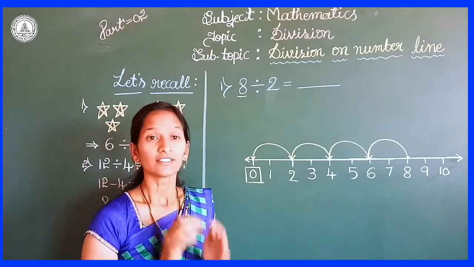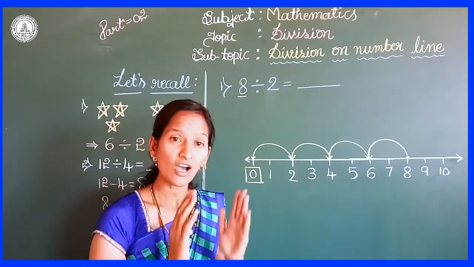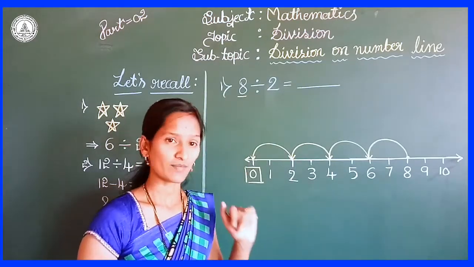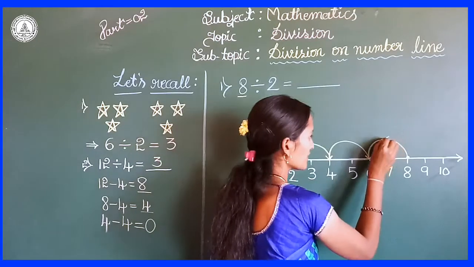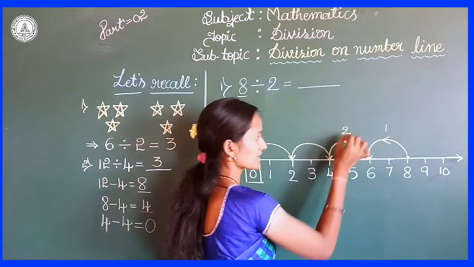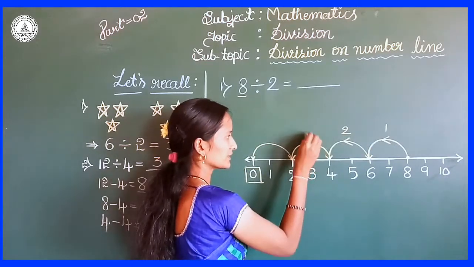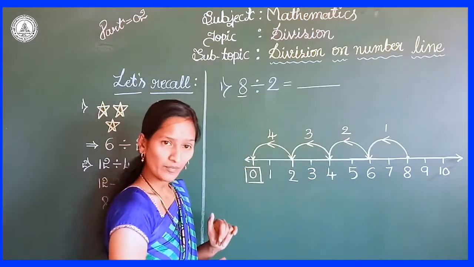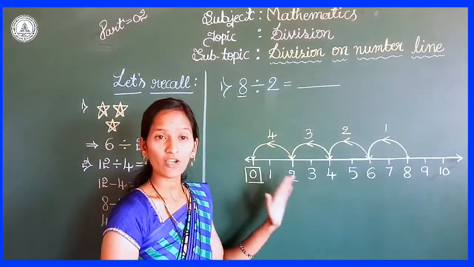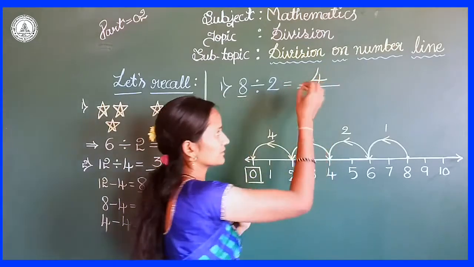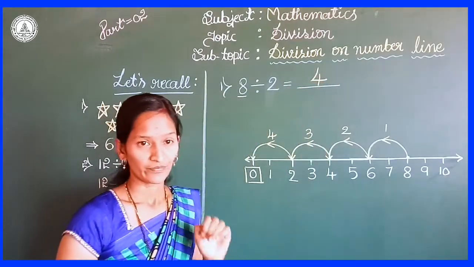Yes students, the number of jumps is the answer of this question. So let's count the number of jumps. See here, this is the first jump. The next, this is the second jump. This is the third one. And this one is the fourth jump. So here the total number of jumps are 4. So write down 4 here. This is the answer. Right?